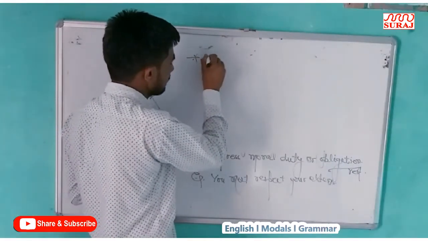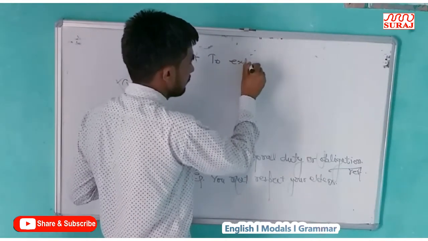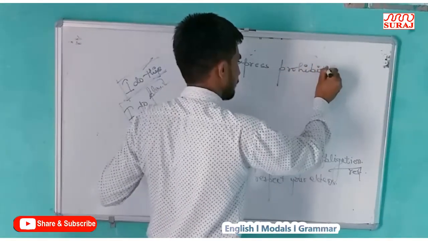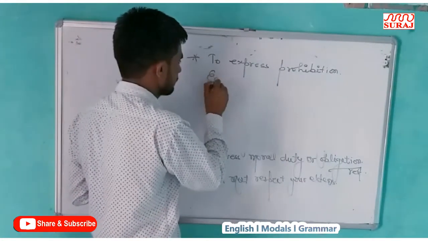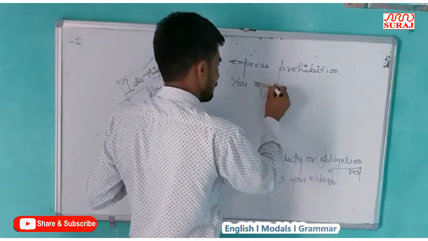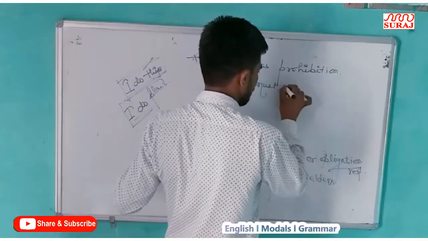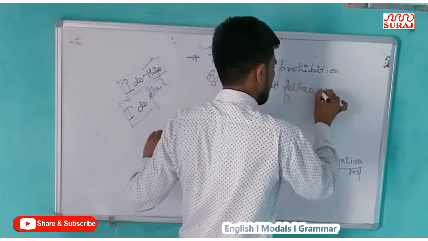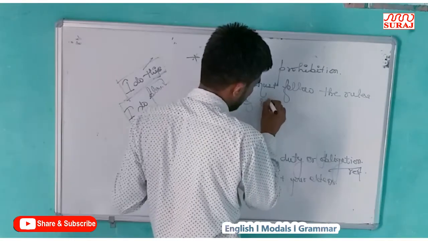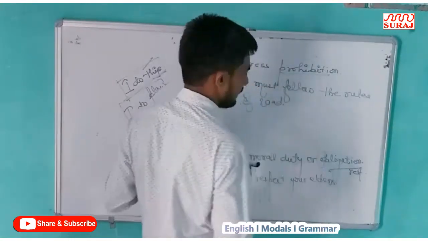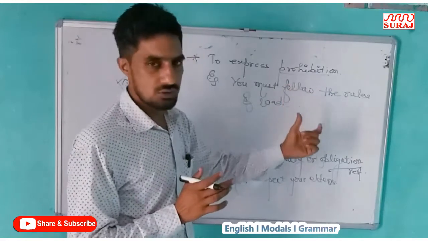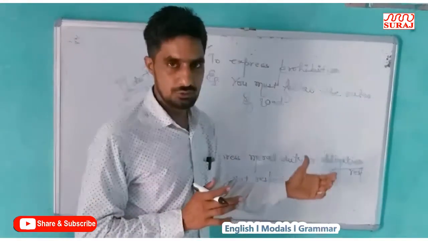Next, to express prohibition. For example, you must obey, or you must follow the rules of the road. This is also prohibition, that you are going to prohibit it in a permanent situation. In this way we can use the modal must. These are the particular uses of must.